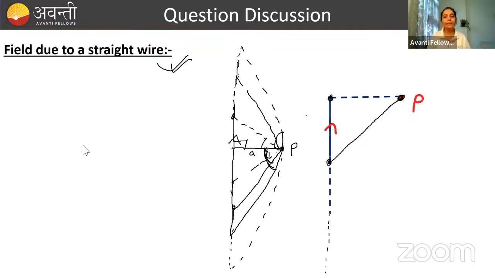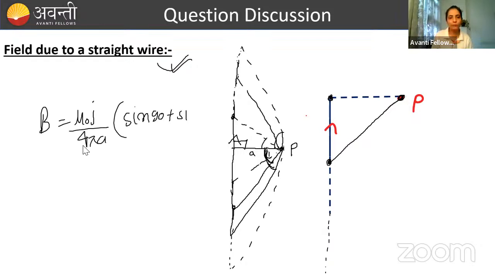So for an infinitely long wire, the magnetic field will be how much? Mu naught I by 4 pi A (sin theta1 plus sin theta2), which means sin 90 plus sin 90. ठीक है, for a completely infinite wire, right? So this is equal to mu naught I by 2 pi a, क्योंकि sin 90 1 होगा, 1 plus 1 2, 2 by 2 pi a, तो एक 2 कट हो जाएगा. So this will be the thing.